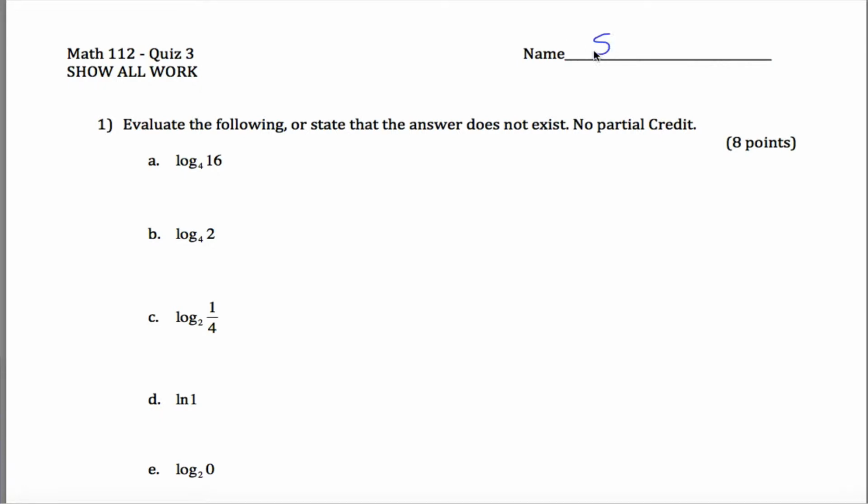All right, here are solutions for quiz 3 for Math 112. The first problem, we're just dealing with logs. Each of these is either equal to some number or does not exist, and you're supposed to say what number it is.